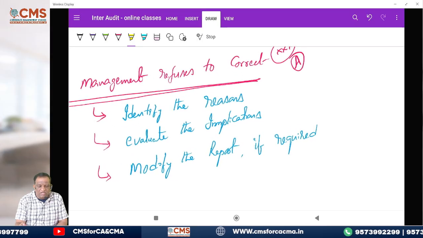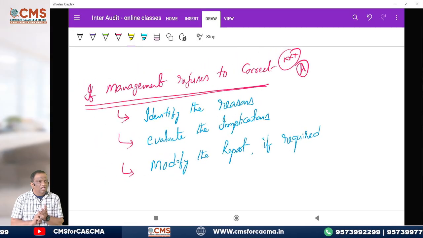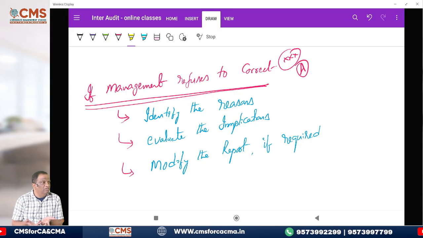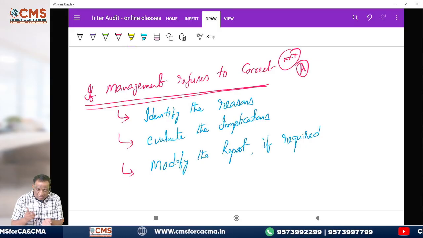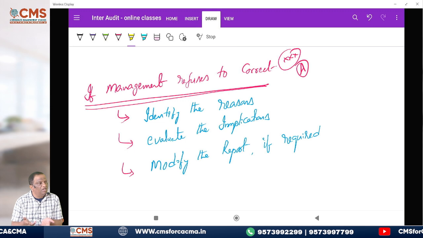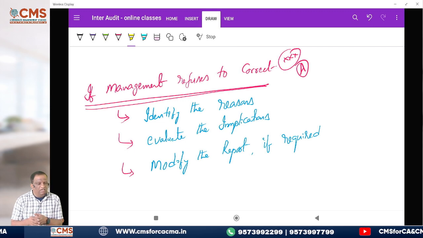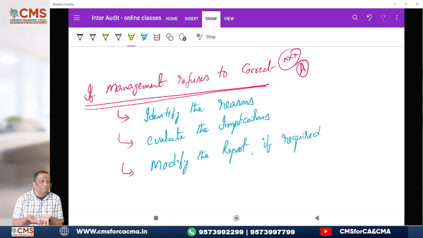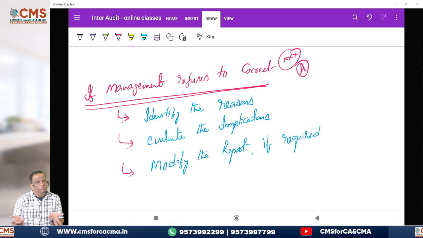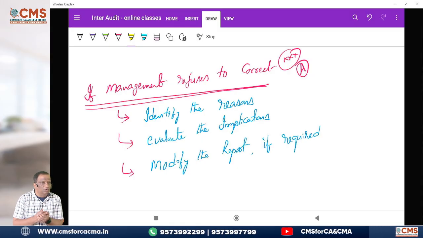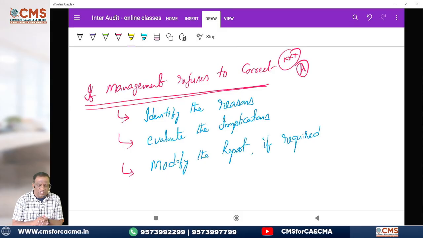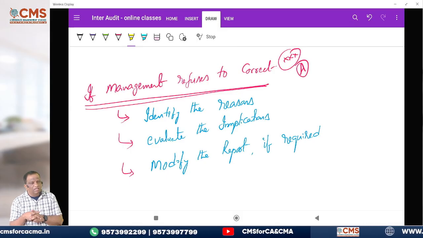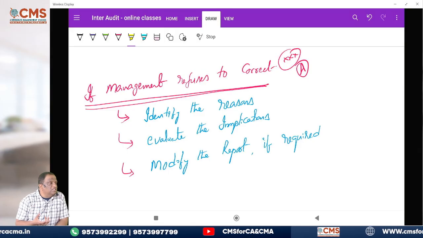If the management is unwilling to correct, then three things. Identify the reason. Talk to them, find out why they are adamant, why they don't want to correct the mistake. They may have a reason for it, or they may be simply adamant. Find out the reasons. Those reasons may clarify things for you; sometimes it could be your misunderstanding, but once you talk to them, things will get sorted out. So identify the reasons and evaluate the implications.